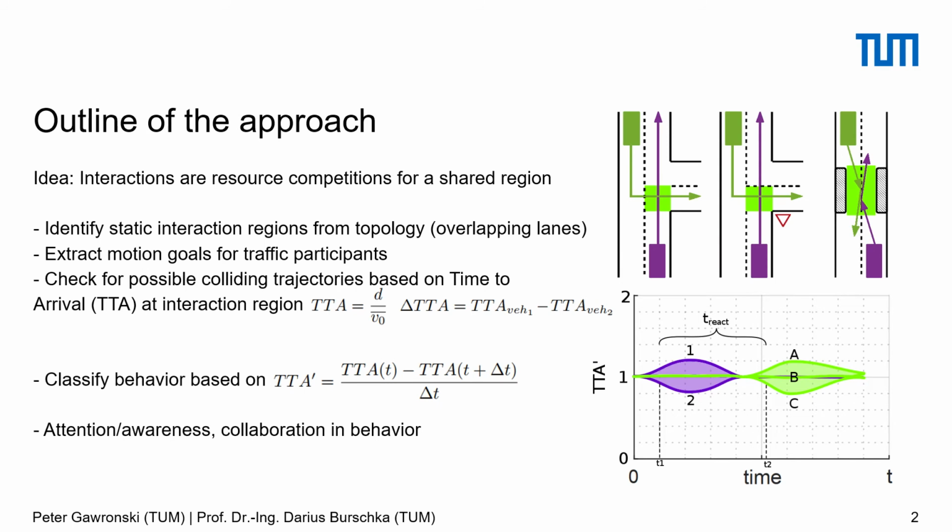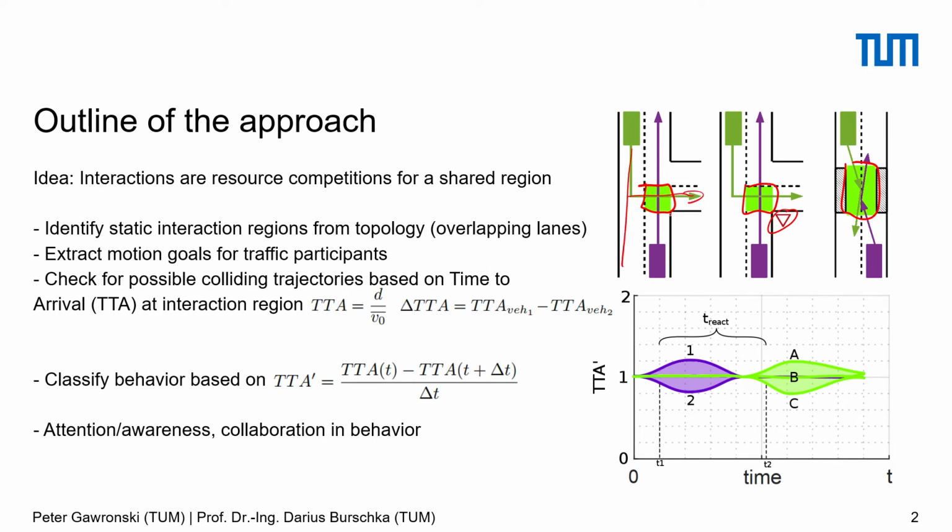The short outline of our approach is the main idea that interactions are just resource competitions for a shared region. So first of all, we identify these static interaction regions you see here, which may have a yield sign or not, or it may be just because there's a narrow lane, and in all, when there's overlapping lanes, there's probably an interaction region there. Then we extract the motion goals for all vehicles.